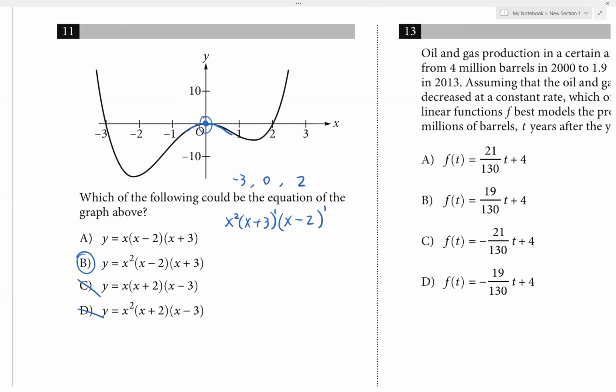We want to keep in mind that we can tell from the x-intercept how to write a factor, and also the multiplicity. That will be very helpful as well. Okay, so that should be it for number 11.